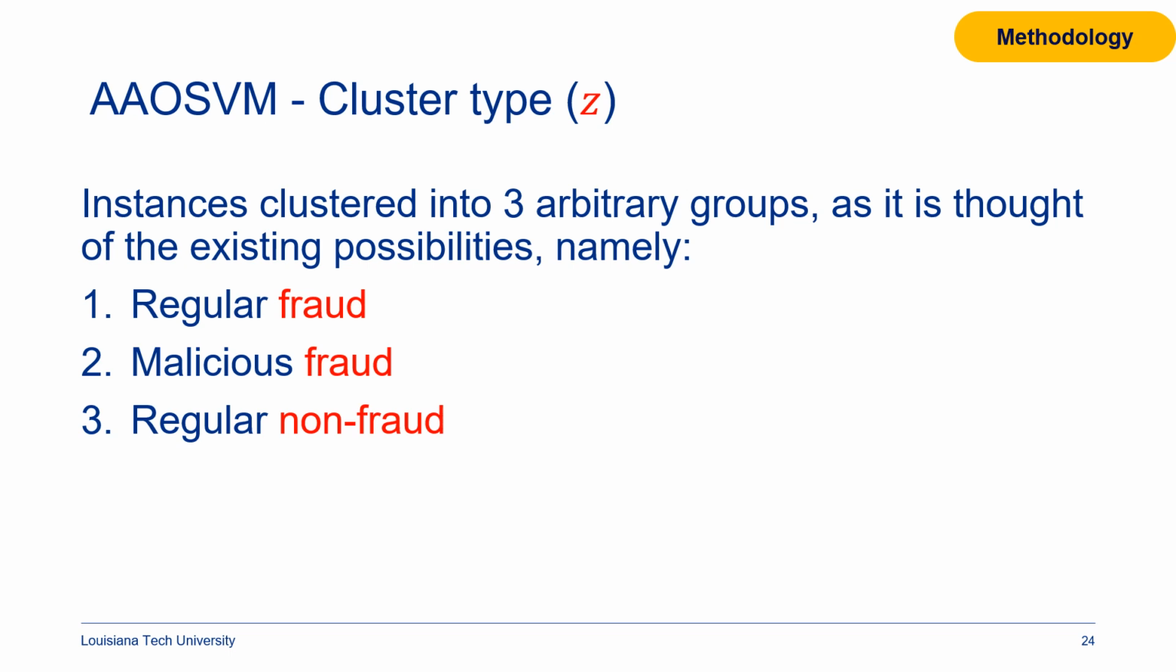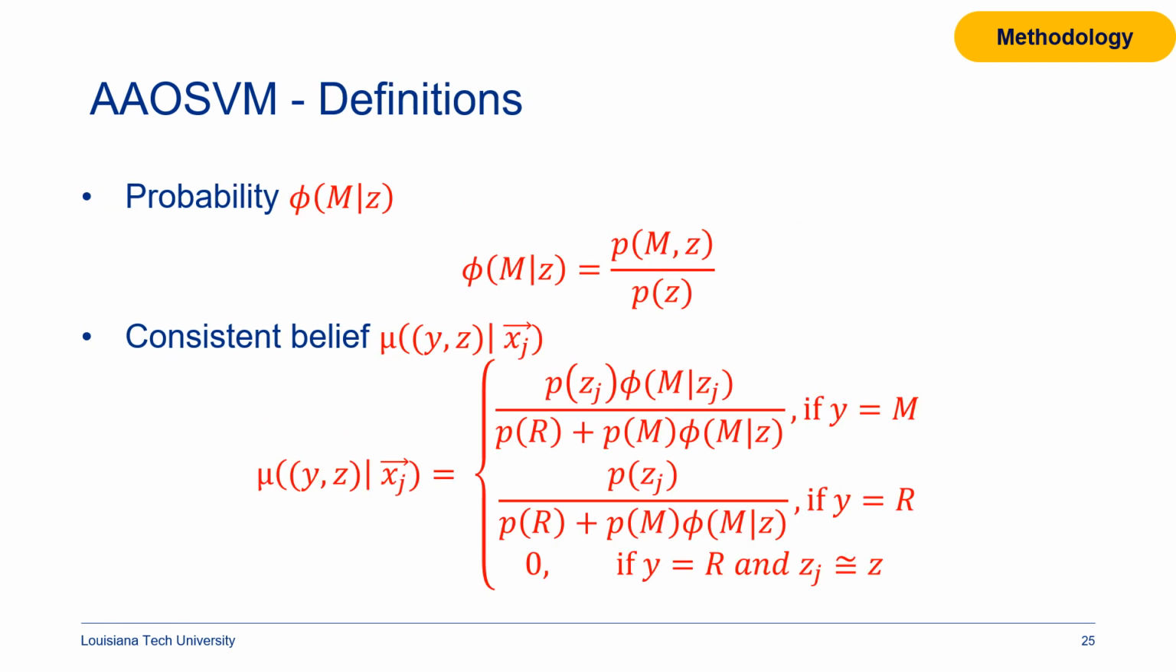Instances are clustered into 3 arbitrary groups, thought of as the existing possibilities. That is the regular fraud or the training phishing websites, the malicious fraud or the true phishing websites, and the regular non-fraud, which are the biggest part of the internet. Probability phi of m given z is the same as probability of m given z. The consistent belief of label and cluster given instance is given by this formula.